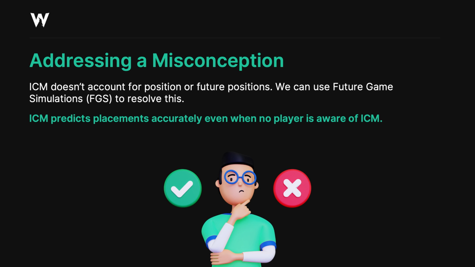But despite future game simulation, and despite all of this, ICM predicts placements accurately even when no player is aware of ICM. And this is why it's often used to make deals at final tables. But let me prove this to you. Let me prove that ICM works even when players aren't actually aware of the concept. We're going to run another experiment.